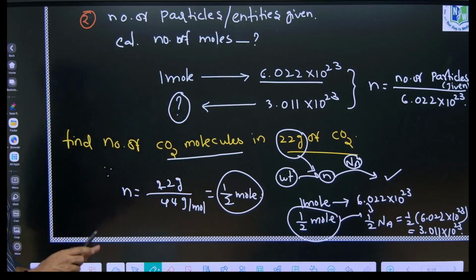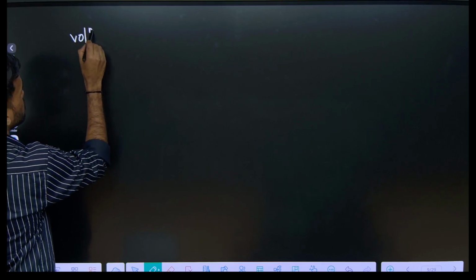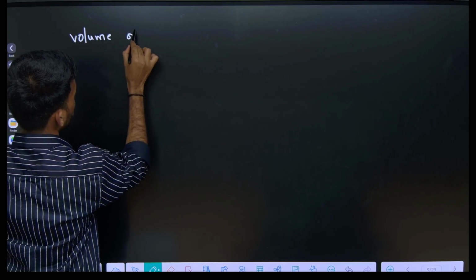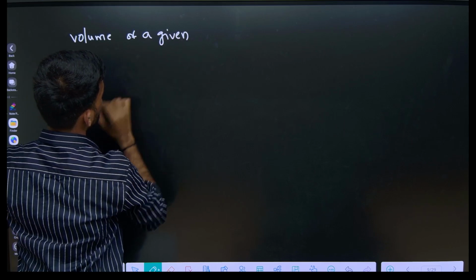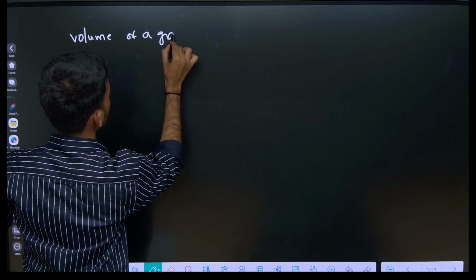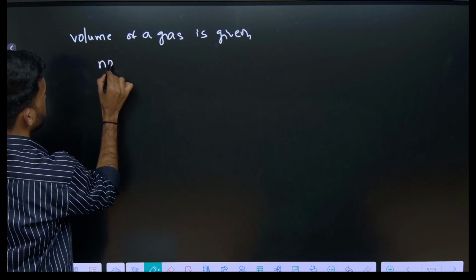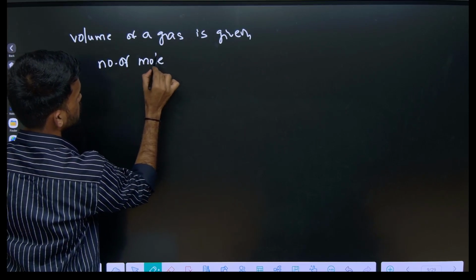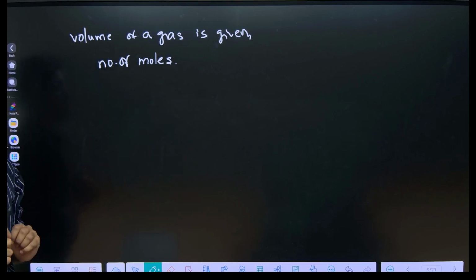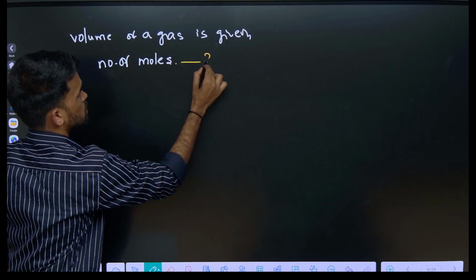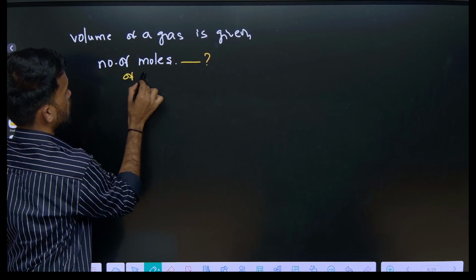I hope this model is also clear. So let us look into one more model. Sometimes volume of a gas is given, and they may ask us to find number of moles. So these are the three models we may expect basically. Here volume of a gas is given and they are asking us to find the number of moles of that particular gas.